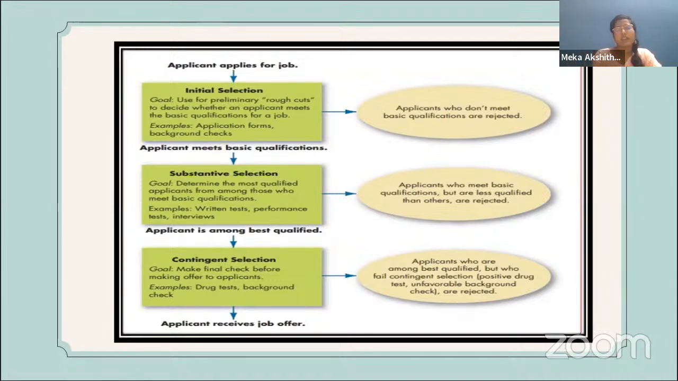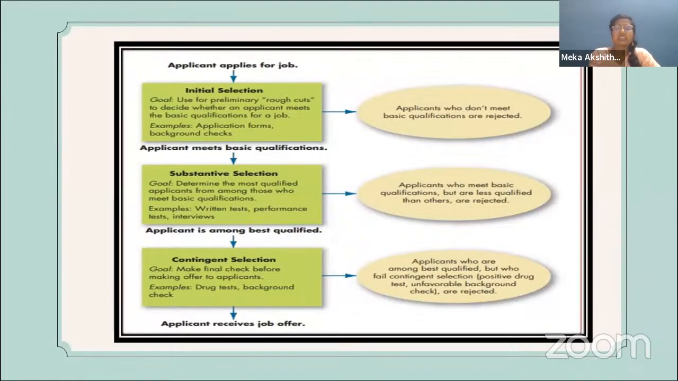In interviews also, there are many different kinds, as you know: structured interview, unstructured interview, formal interview, informal interview, and many other types. We will talk in more detail about the different tests and interviews in the methods of selection. Now, after these tests and interviews are done, we would get the most qualified candidate, and then we would go to the next step, that is contingent selection.